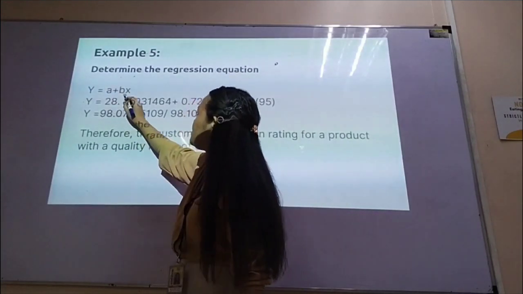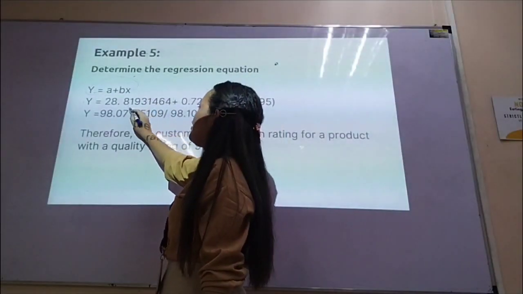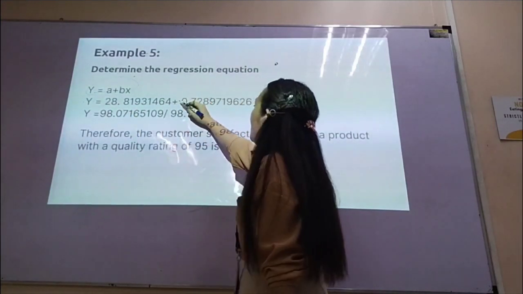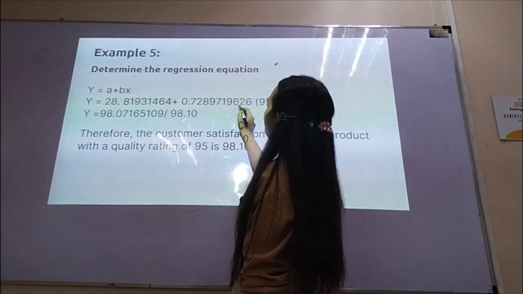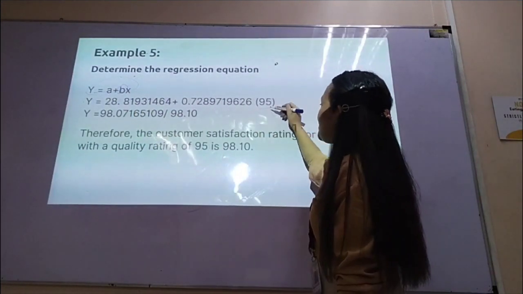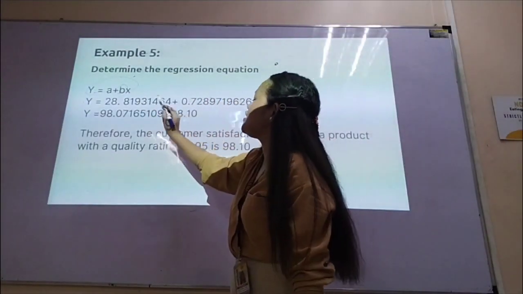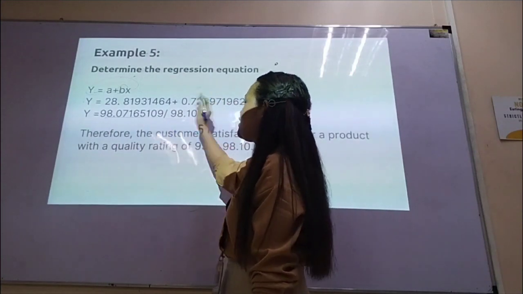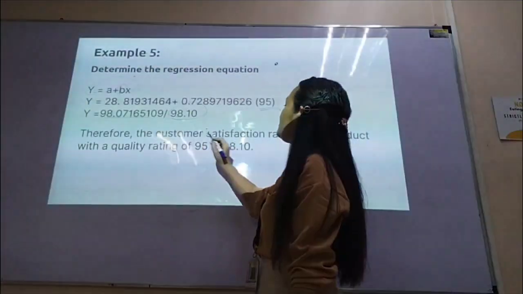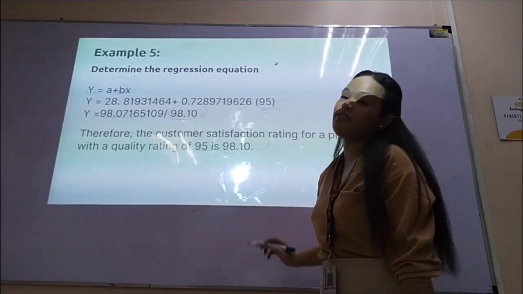Y is equal to a plus bx. This is the regression analysis formula. So a, or the y-intercept, is equal to 28.81931464, or 28.82, plus 0.7289719626, or the slope, multiplied to our constant, which is 95, as given in the problem. So if we solve all of this, we're going to arrive at 98.07165109, or simply 98.10. Therefore, we have a conclusion. The customer satisfaction rating for a product with a quality rating of 95 is 98.10.